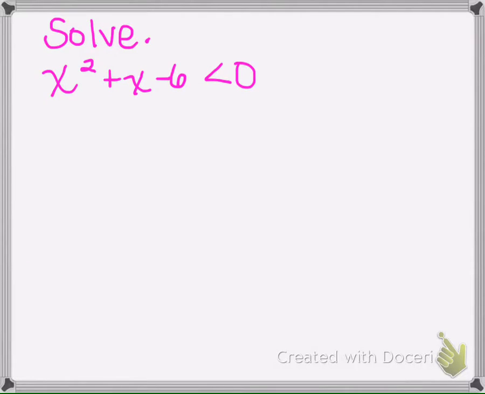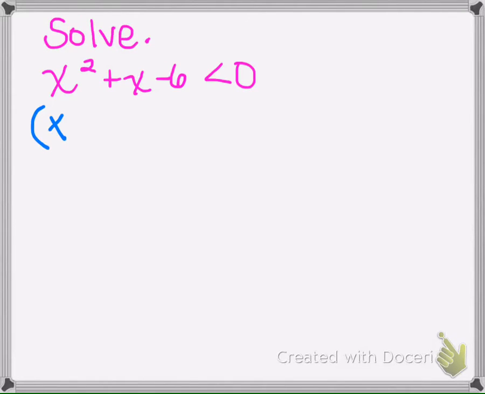To solve this problem, we're going to solve it as if it was an equation, so if this was an equal sign. And then at the end, we're going to do something different. So if that was an equal sign there, we would need to have everything on one side and set it equal to 0. Well, we're going to do the same thing here where we want 0 on one side and everything else on the other side, and then we're going to factor it.